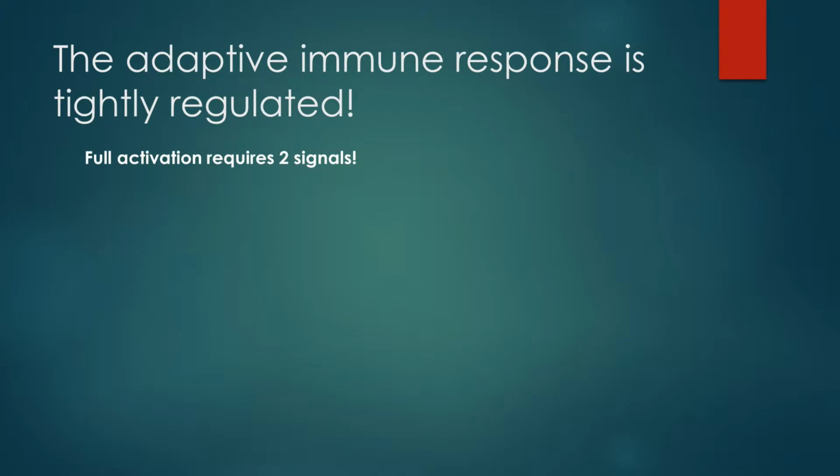Activation of the adaptive immune system is tightly regulated. Too little or too much inflammation can be detrimental. Though there are exceptions to this rule, full activation of an adaptive immune cell, be that a B cell or a T cell, requires two signals.